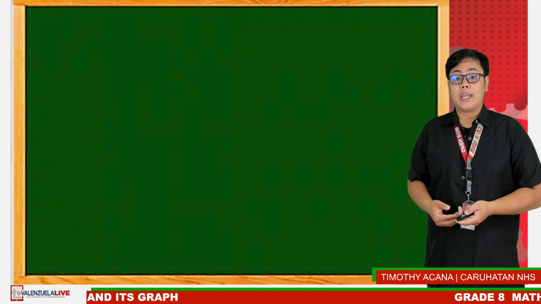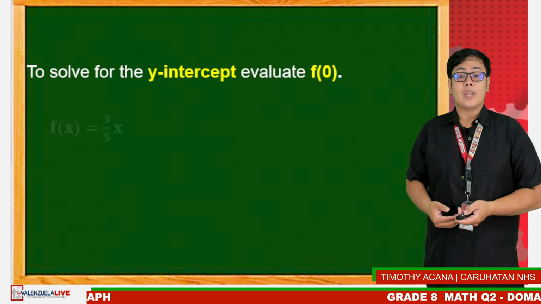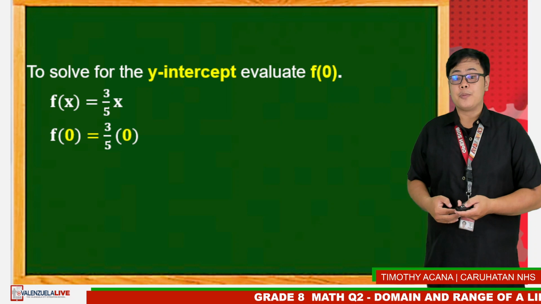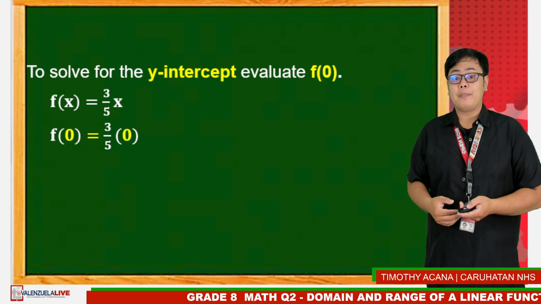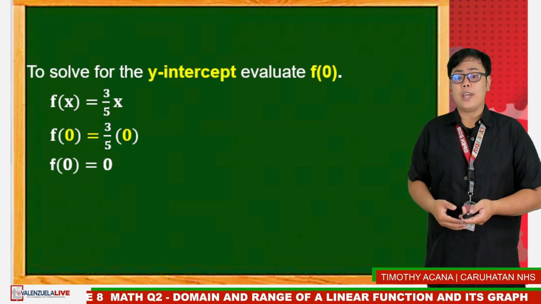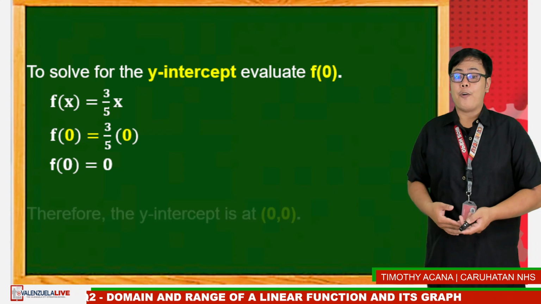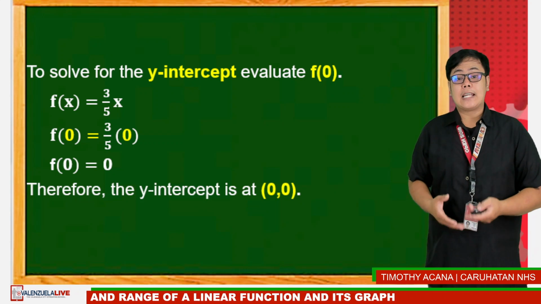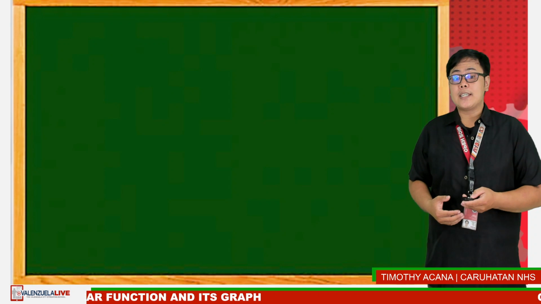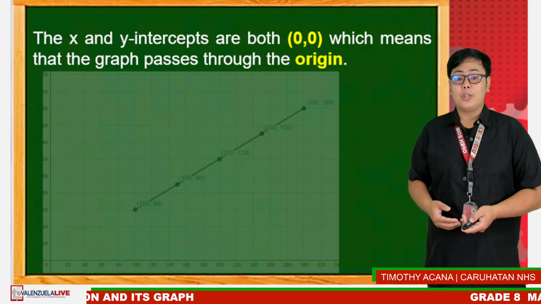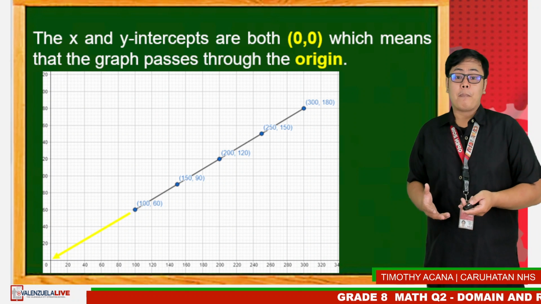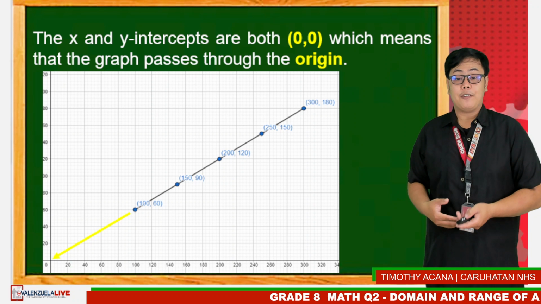To solve for the y-intercept, evaluate f(0). We have f(0) is equal to 3/5 times 0. Simplifying, f(0) is equal to 0. Therefore, the y-intercept is at (0, 0). The x and y intercepts are both (0, 0), which means that the graph passes through the origin as shown in the figure.